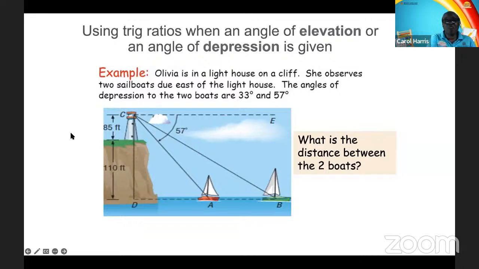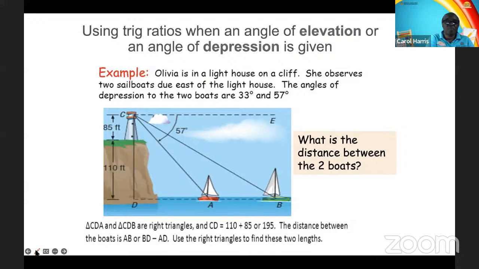So very often in CSEC, they ask you to do a diagram and insert the angles of depression or elevation. So notice that angle 57, which is the larger angle, is for the nearer ship. Now you can reveal the other one, please, sir. So if you notice, the 57, which is the larger one, is for the nearer ship. The 33 degrees is for the ship that is farther away.